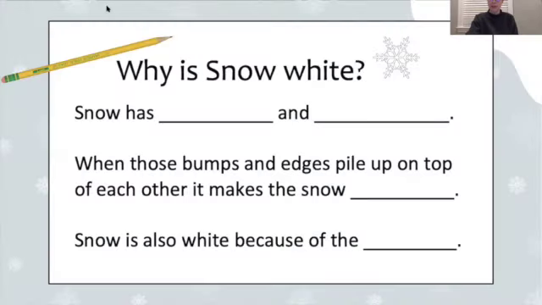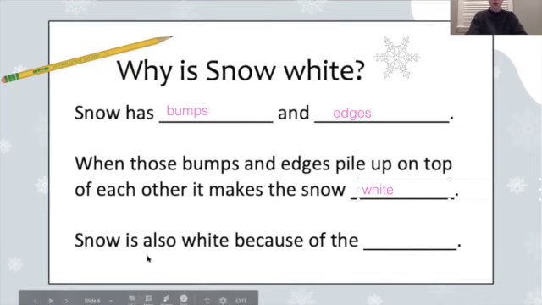So I had you complete the blanks on this worksheet to show me that you understand why snow is white. And I'm going to type the answers in now. So, snow has bumps and edges. When those bumps and edges pile up on top of each other, it makes the snow white. Snow is also white because of the sun. If you got those, great job.